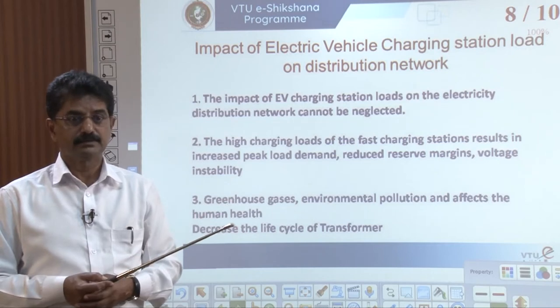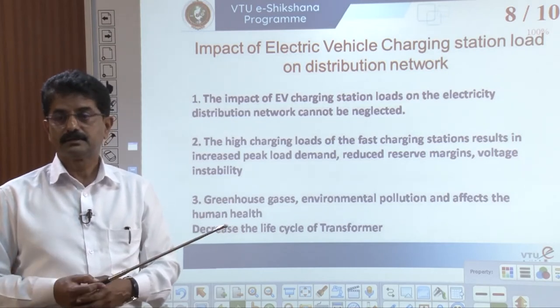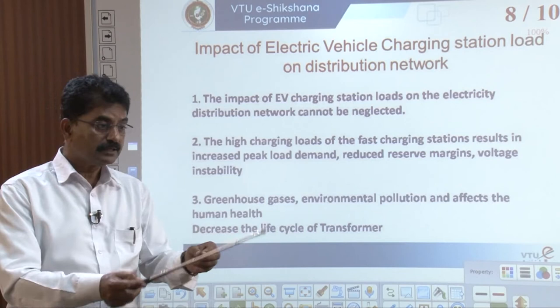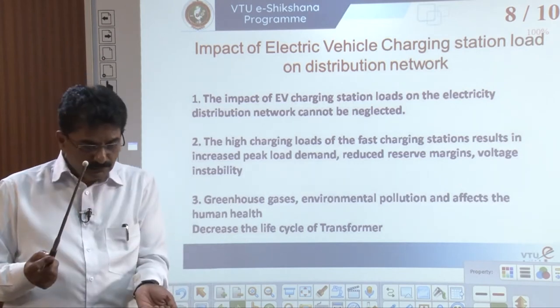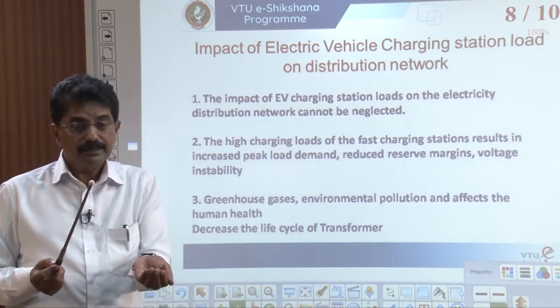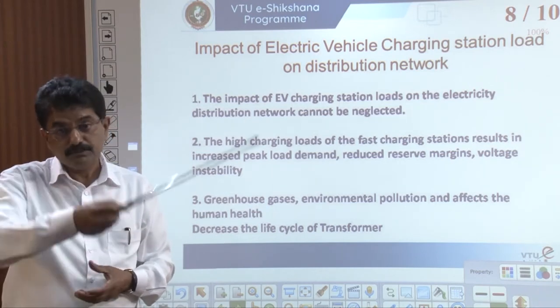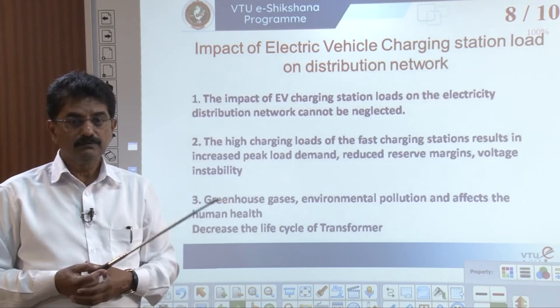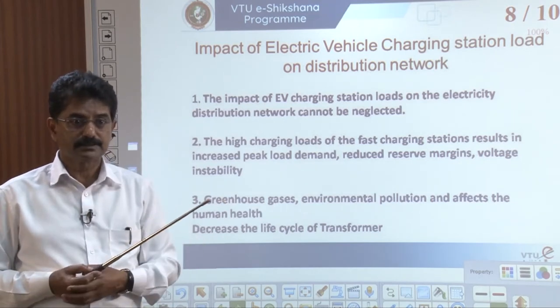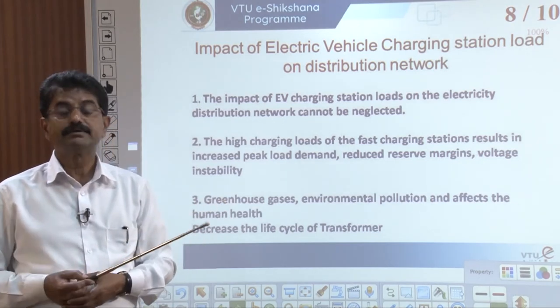Greenhouse gases. When the batteries are put into a charging condition, what is the amount of gases that comes out from the battery? It has harmful effects. It spoils the environment. We cannot inhale those gases. Decrease the life cycle of a transformer.